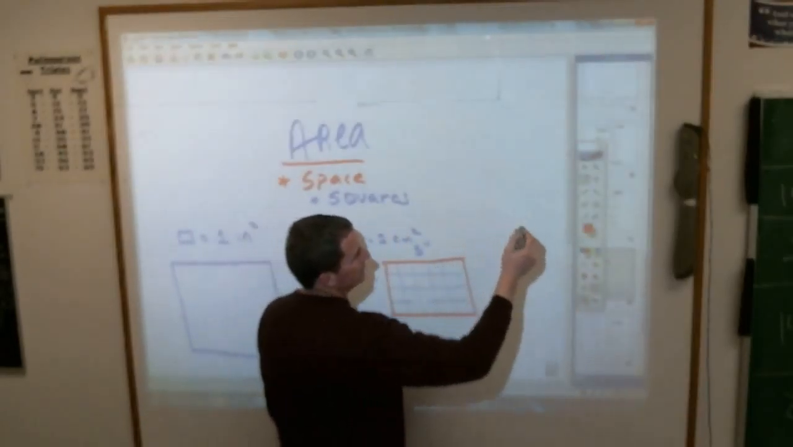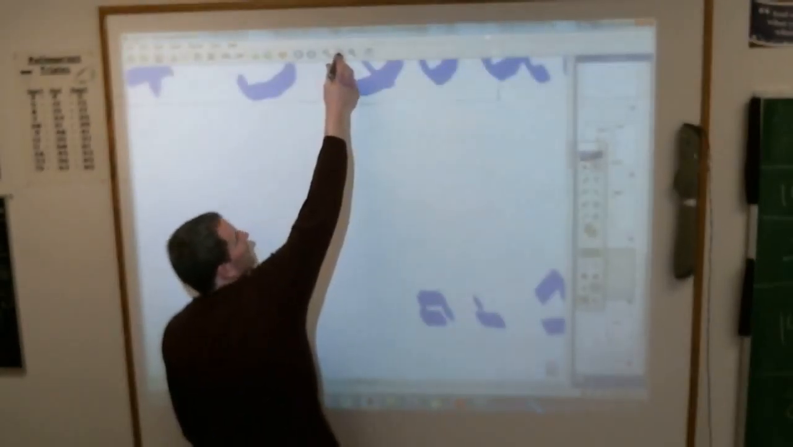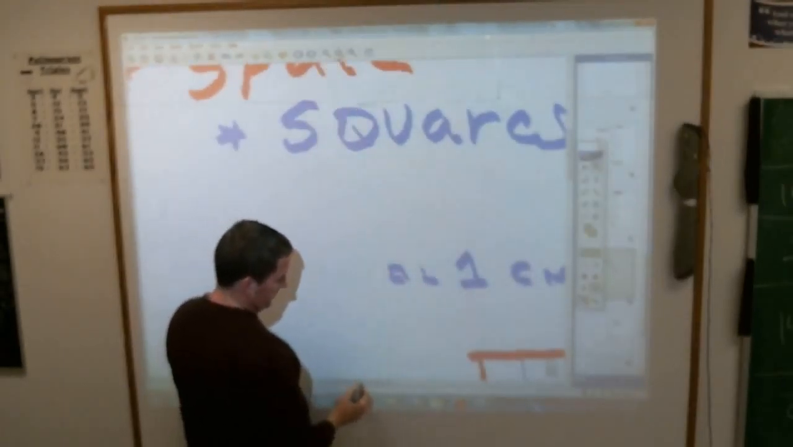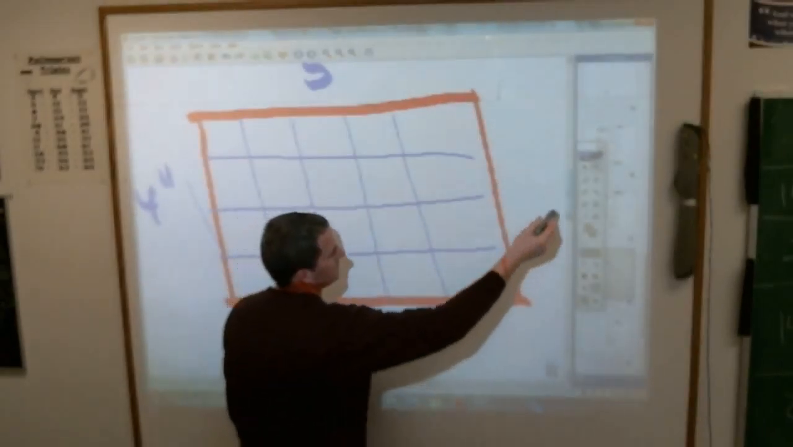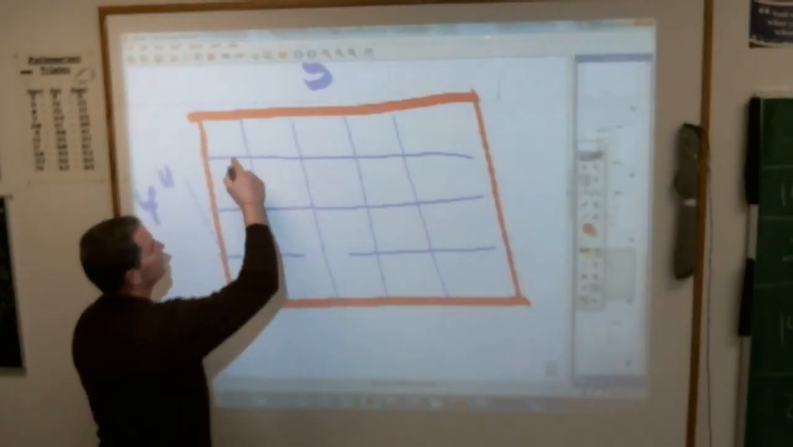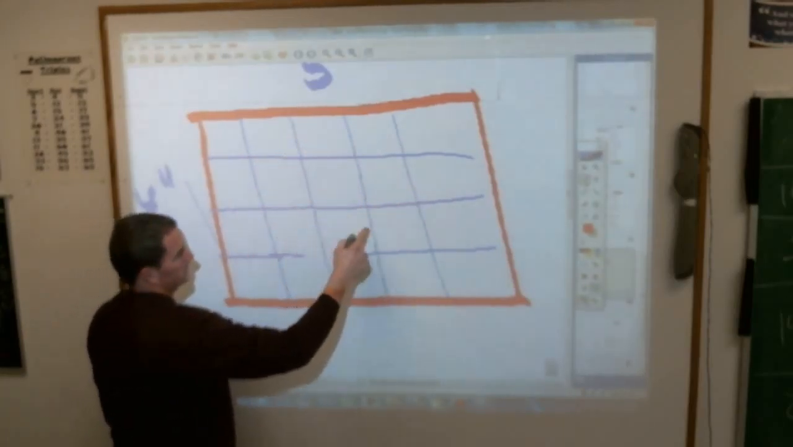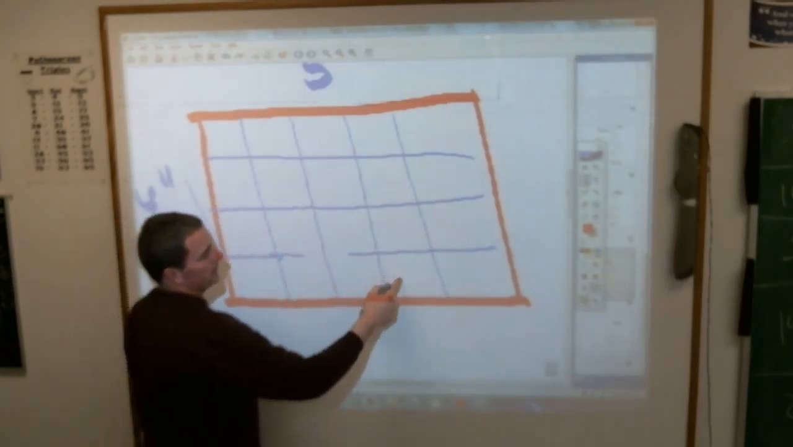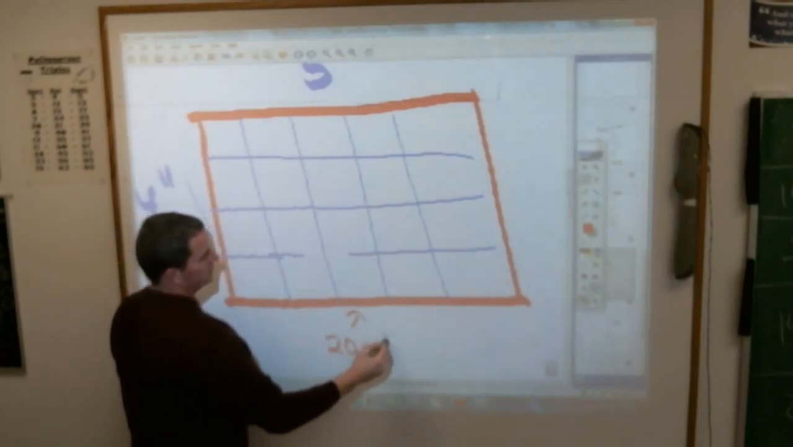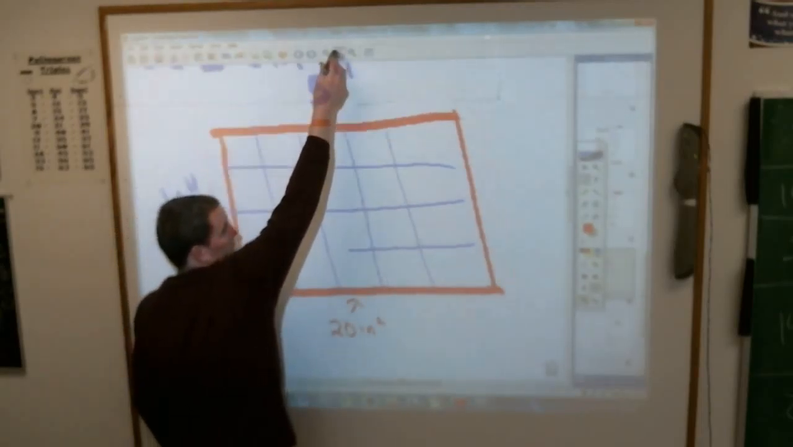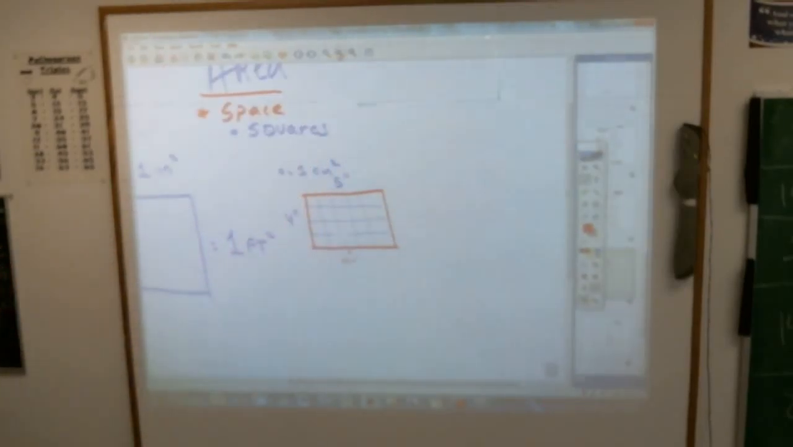Let's blow that up so you can see it a little better. That's plenty big, don't you think? If I were to count the square inches there, 1, 2, 3, 4, 5, 6, 7, 8, 9, 10, 11, 12, 13, 14, 15, 16, 17, 18, 19, 20. This shape there is 20 inches squared. Let's bring it back down to normal here. Obviously it's a little bigger than that. That's 20 inches squared right there.